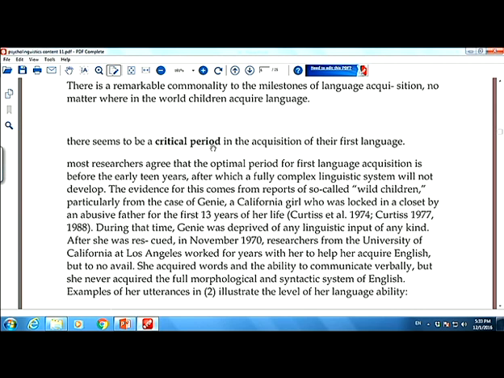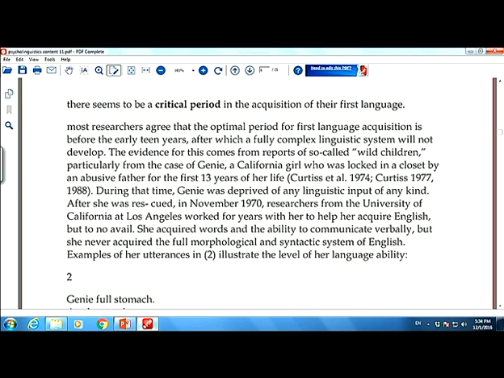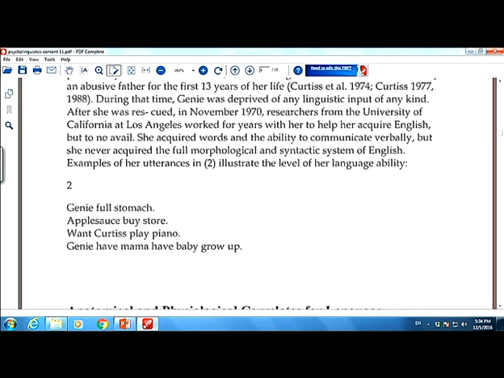Most researchers agree that the optimal period, the best period for first language acquisition is before the early teen years. Teen years like 13, 14, 15, and then late teen years like 18, 19. So before the early teen years, let's say from 10 and down, this is the best period, the optimal period for language acquisition. After this, there's a critical period. No one can acquire any language if the first language is not acquired by that time. That's why it's called critical period. Then we have the story of Jeannie, who was left in a room, unfortunately, alone without any kind of interaction.